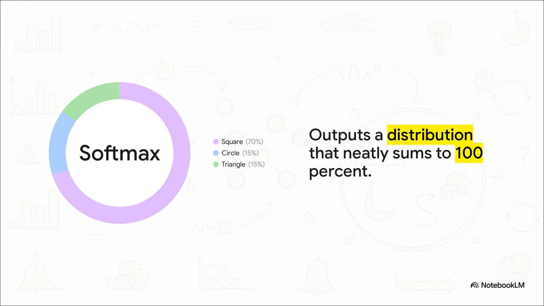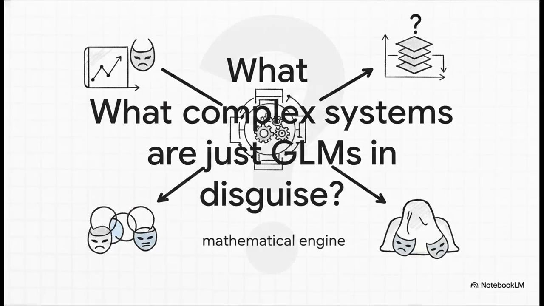It guarantees that no matter what raw numbers our linear models spit out, the final output is always a perfect probability distribution that neatly sums up to exactly 100%. During training, we minimize the cross-entropy, which is really just a fancy mathematical way of forcing our model's predicted probabilities to perfectly match reality. So we've seen how linear regression, logistic regression, and even multi-class softmax regression all emerge from the exact same mathematical engine, which leads us to a pretty fascinating question.